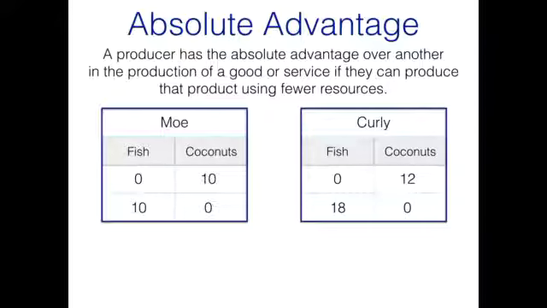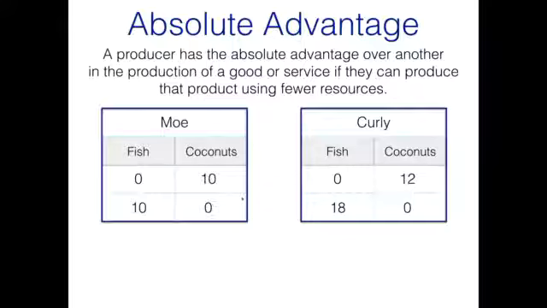So as your textbook states, a producer has the absolute advantage over another in the production of a good or service if they can produce that product using fewer resources. So what we have here is just two tables, one for Mo and one for Curly. And it maps out their production possibilities for fish and coconuts, and this is how much they can produce in any particular day.